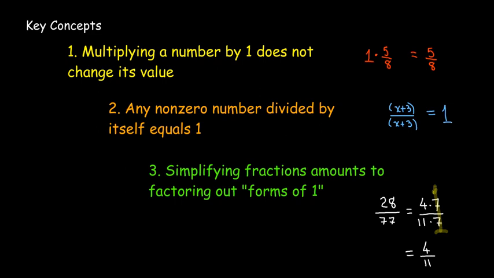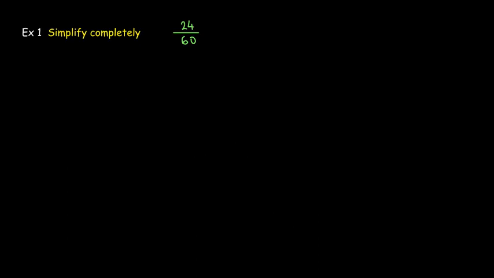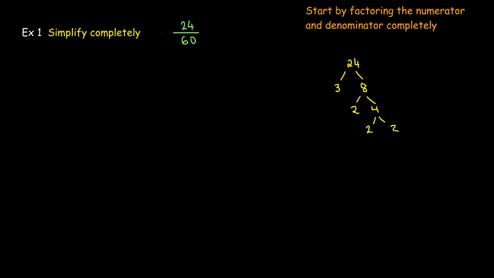So let's start with an example with just numbers, and then we'll move on to algebraic examples. We will use the same technique. Even though you may know many different ways of simplifying common fractions, we're going to use the technique that we use when we're working with algebraic fractions. So we're going to start by factoring the numerator and the denominator completely. So I create these little factor trees.